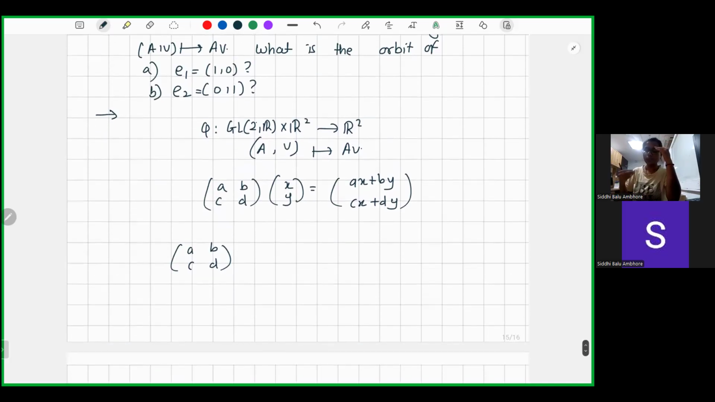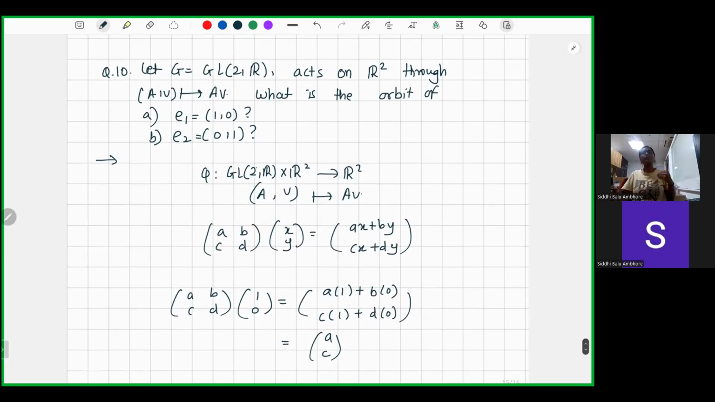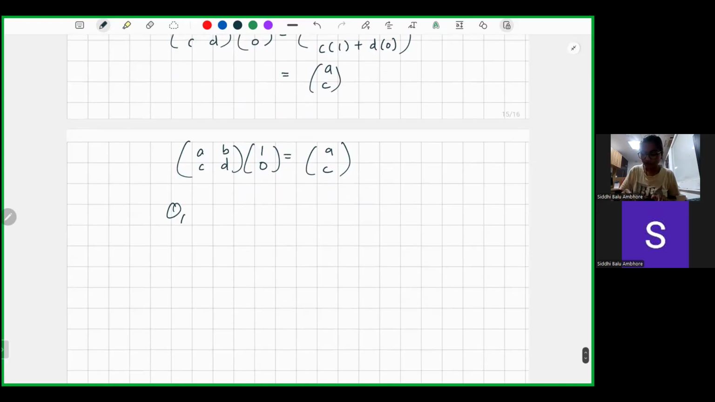I'm just checking now what is the orbit of this element 1 comma 0. So when I multiply the matrix by 1, 0, I get a into 1 plus b into 0, and c into 1 plus d into 0. So this is basically a comma c. This gives me the first column of my given matrix. So I now need to find the orbit of e1, that is, the orbit of 1 comma 0.